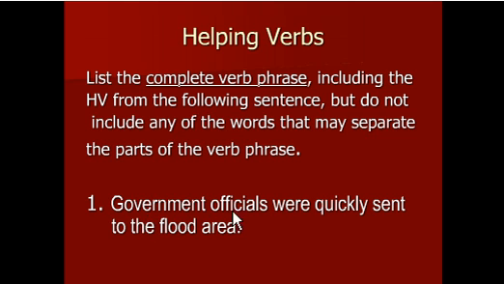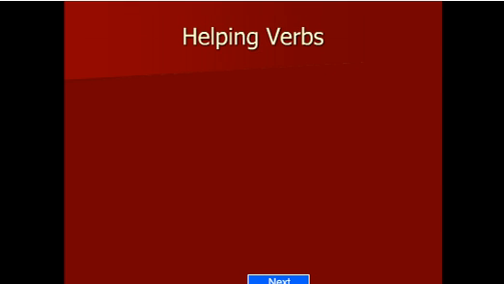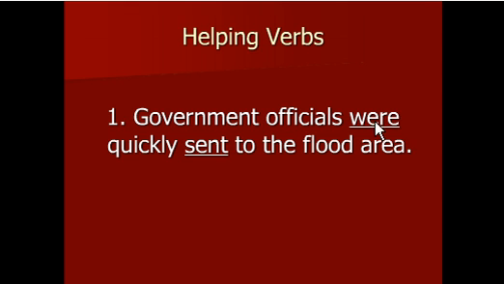So, government officials were quickly sent to the flood area. What are the words that make up the verb? We know we're talking about the government officials. What did they do? You got it picked out? Let's check. The government officials were sent to the flood area. Those are the key parts. The key word is sent, were is the helper, and quickly is an adverb that's put in the middle of those two, that's not part of the verb.